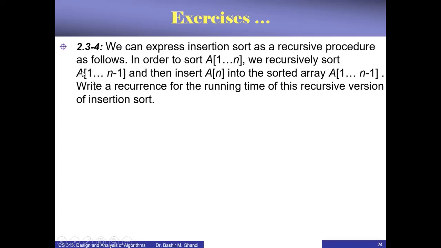Recursively sort the array A from 1 to n minus 1, and then the element A at n, now insert it into the sorted array A from 1 to n minus 1. So assuming we can write the problem in this way, write a recurrence for the running time of this recursive version of insertion sort.